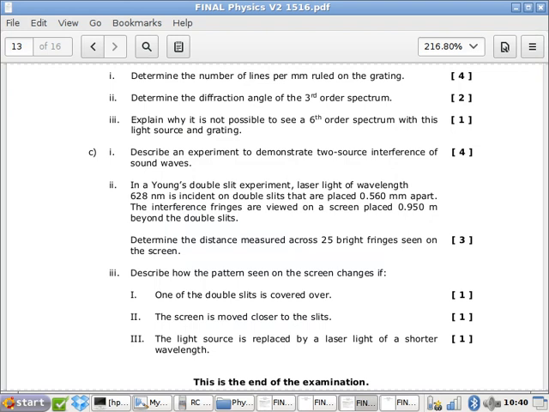Now, describe how the pattern changes if the following happens. One of the double slits is covered over. Oh, interesting. You cover one of the two slits. What happens to the fringe pattern? No interference.